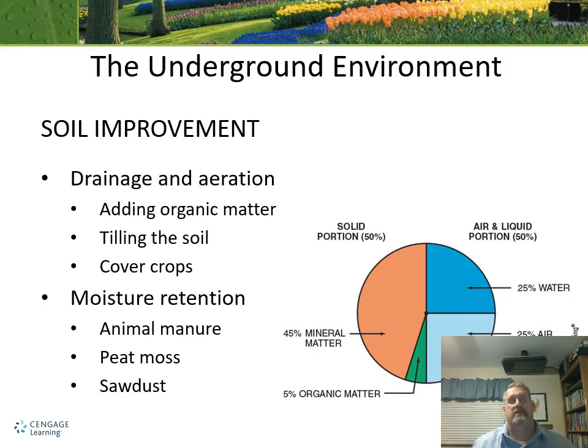So, as I just said, amending a soil is going to be improving that soil. We can do certain things like add organic material, we can till the soil, we can utilize cover crops that are going to be, say, leguminous, and they're going to impart nitrogen back into the soil. We want to make sure that if we're going to add things in, they are doing good things for us. A lot of organic material will be great at retaining moisture, such as animal manures, peat moss, sawdust.